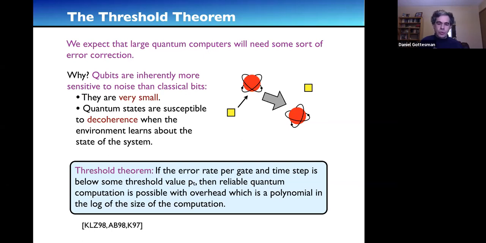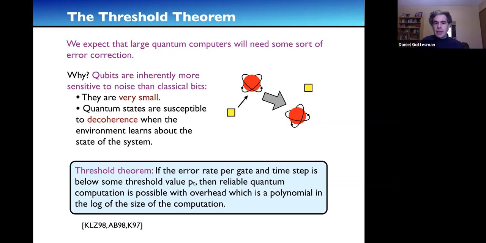If you read a bit in a classical computer, that doesn't change it at all. But in a quantum computer, it does change it. And that's something that's going on all the time. Any atom in the environment can potentially learn a little bit about the state of the quantum system and therefore cause a little bit of error. And that's happening all the time. And that's something we really need to get rid of and to correct for if we want to build a big quantum computer. So the central result in the theory of fault tolerance is the threshold theorem.